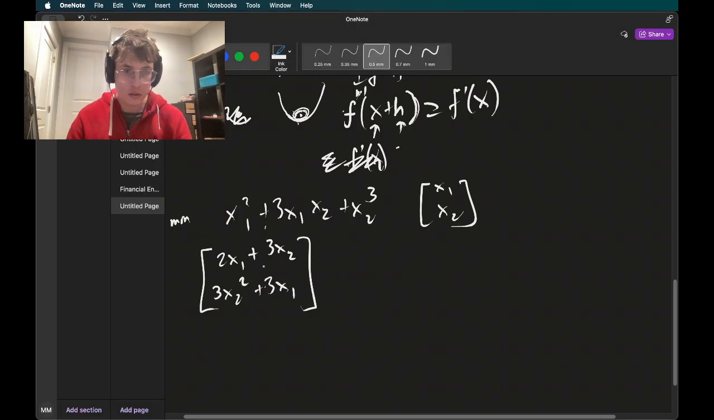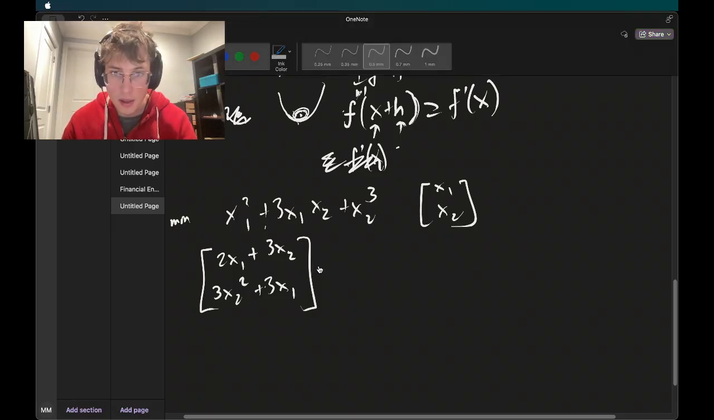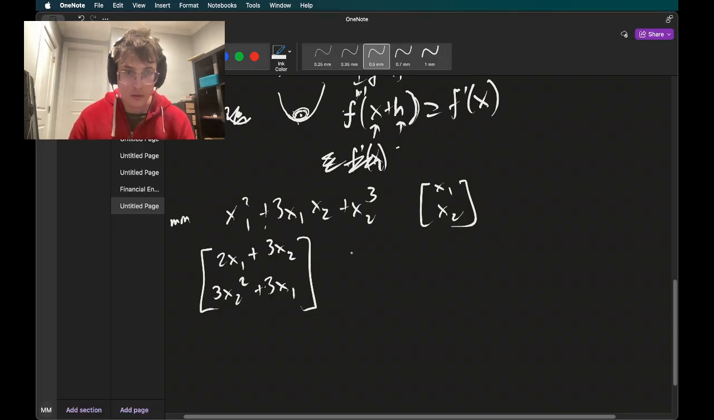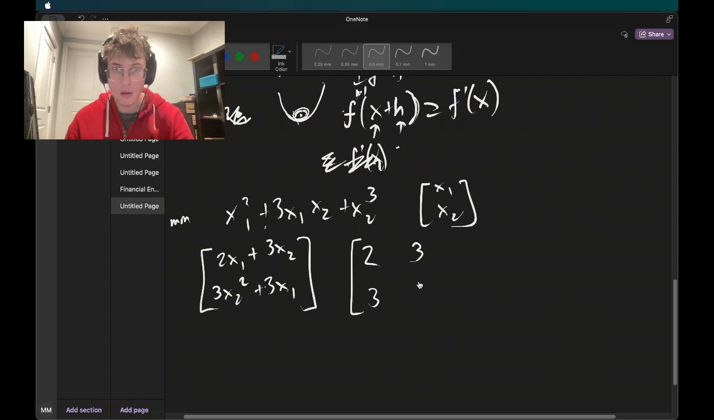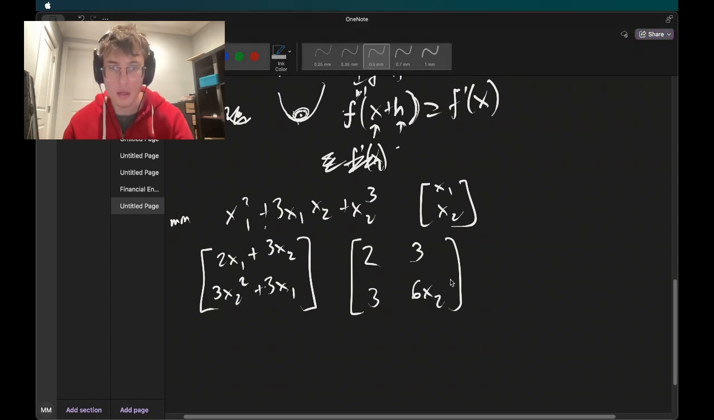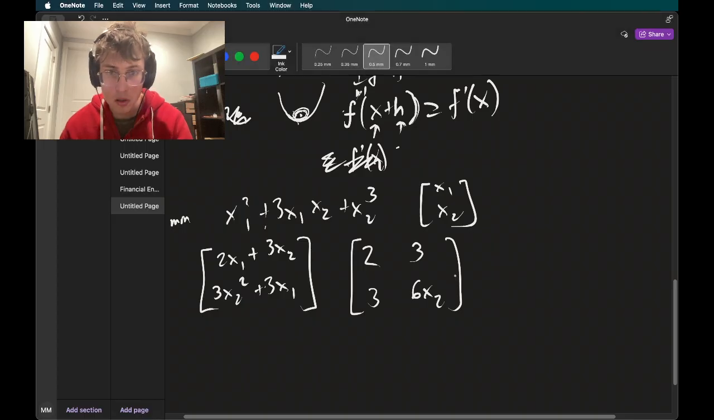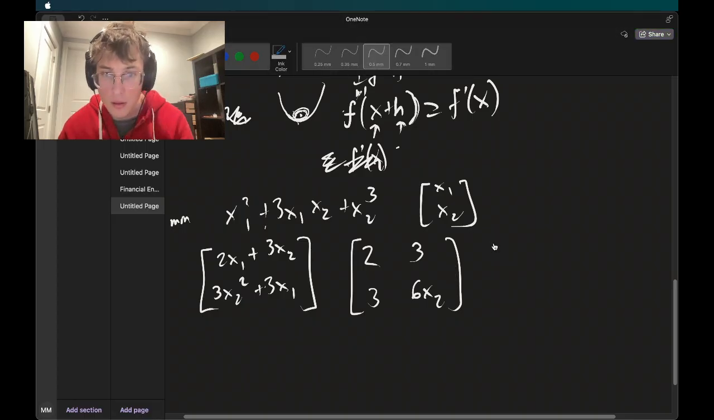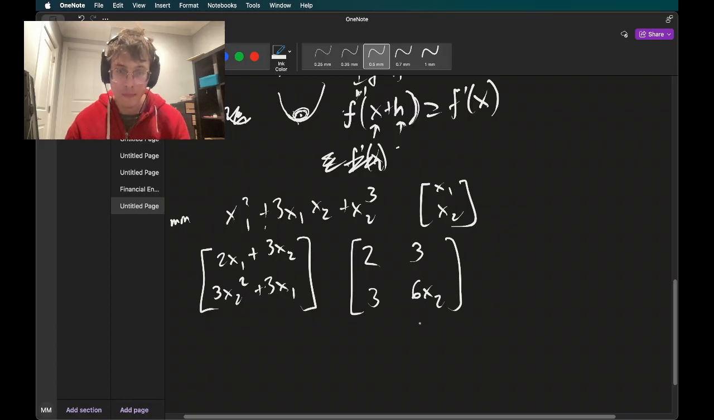And then we take the Hessian. We differentiate twice with respect to x1, we get 2, then we differentiate this, 3, and then this would be, I think, 6x2. So you can see in this example, like I mentioned above, it is symmetric. If we evaluate this at 0, we get 2, 3, 3, 0, which, as it turns out, is not positive semi-definite.